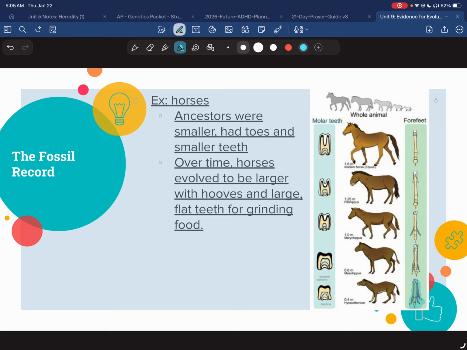They can run faster because now they have a hoof, and their teeth have changed over time too because they eat oats and grasses. And so they're chewing and grinding a lot. And so if these teeth fall out, it's a death sentence for them. And so their teeth got wider, but they also grew deeper so that it was harder for them to fall out.